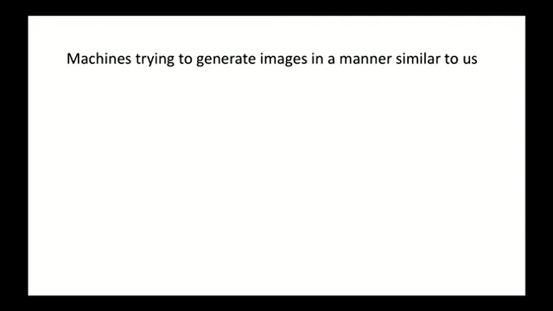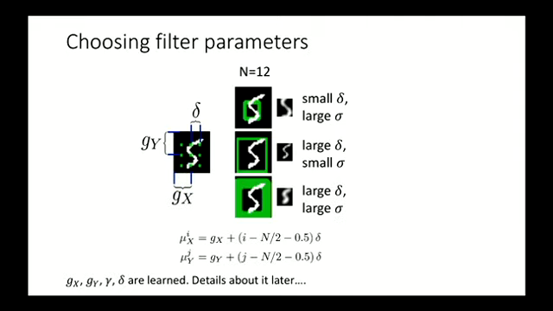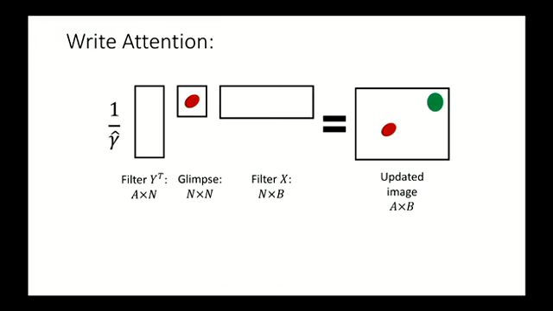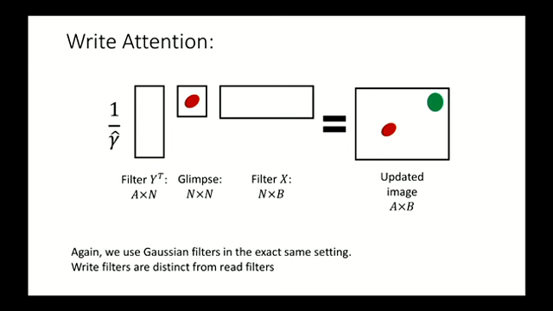Wait, sorry, I moved ahead. Okay, so now the question is, how do you write back? The answer is, do the same process. Just transpose the two filters. So you take n cross n, you have A cross n and n cross b, then you will get A cross b. Again you define the same Gaussian, so that only this part of the image gets updated, while the rest remains unchanged, because some of them will be zeroed out. But the filter parameters for write and read will be different. So the operations are identical, but the parameters will be different.